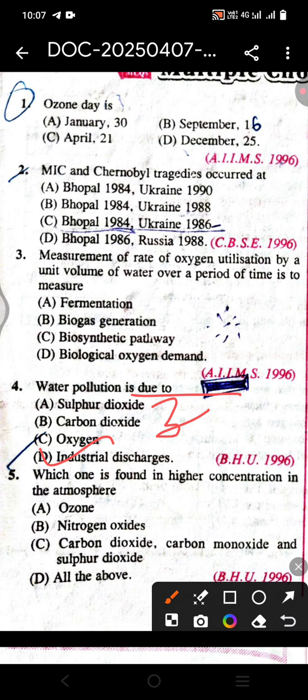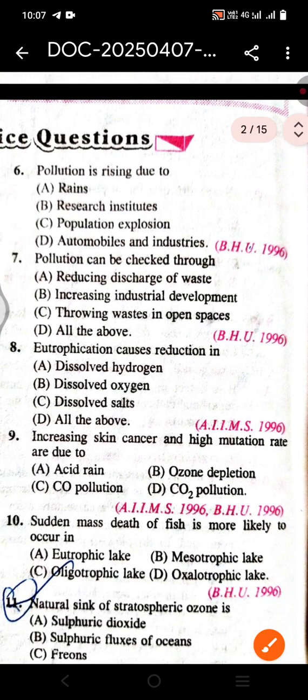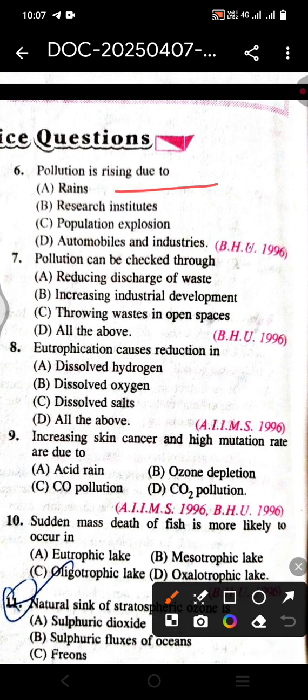Next one, which one is found in higher concentration in the atmosphere? So out of given options, it is option number C, carbon dioxide, carbon monoxide and sulfur dioxide. These are found in more ratio as compared to the other two. Next one, pollution is rising due to, so it is rising due to the automobile and industries.